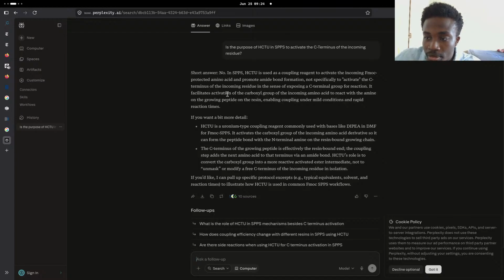It facilitates activation of the carboxyl group of the incoming amino acid to react with the amine on the growing peptide resin, enabling coupling under mild conditions and rapid reaction times. It's a uronium-type coupling reagent commonly used with bases like DIPEA in DMF, in Fmoc SPPS. It activates the carboxyl.